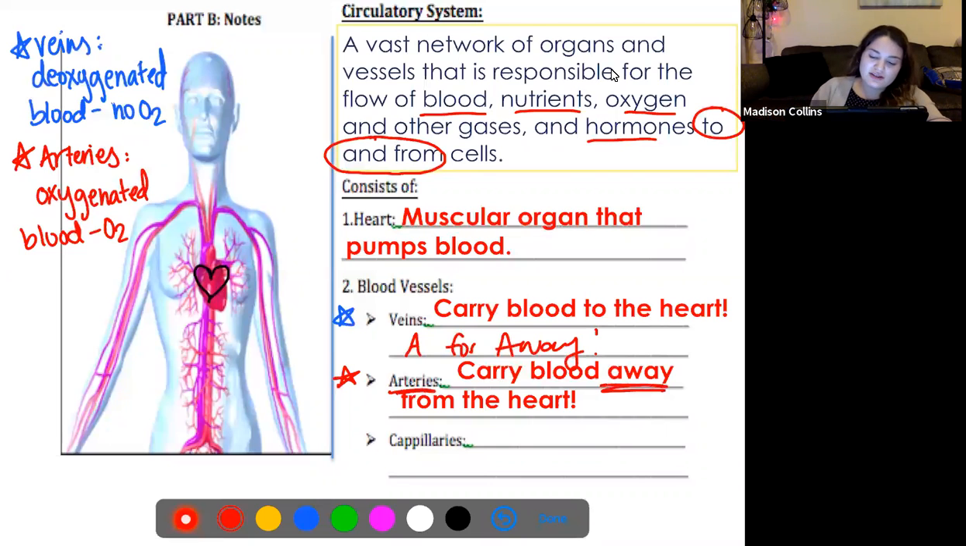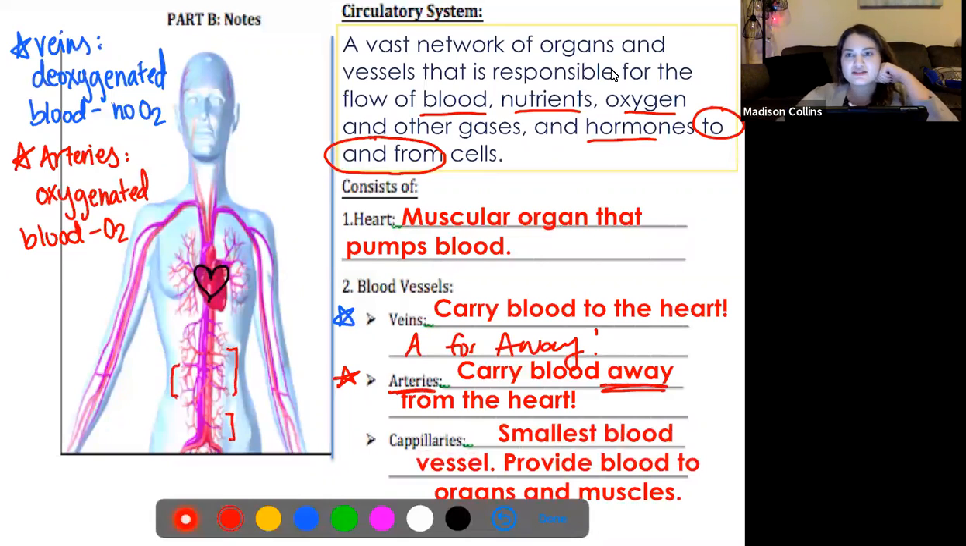All right, and the very last blood vessel that we need to know is something called capillaries. Now, these capillaries are going to be these tiny little extensions that you see at the very edge of this diagram. And those capillaries are the smallest blood vessel in your body. These are what provide and deliver that blood to organs and muscles. So they get in the crevices of those organs and muscles and make sure that, once again, every cell gets access to the blood and nutrients that it needs.